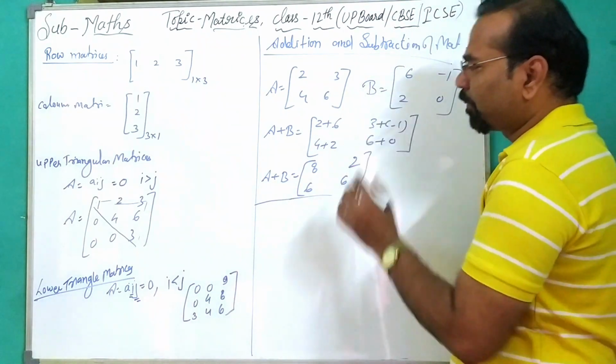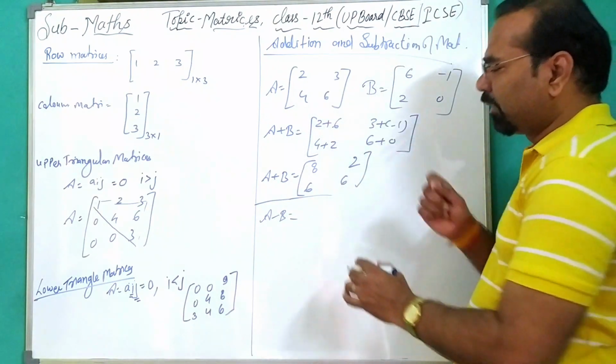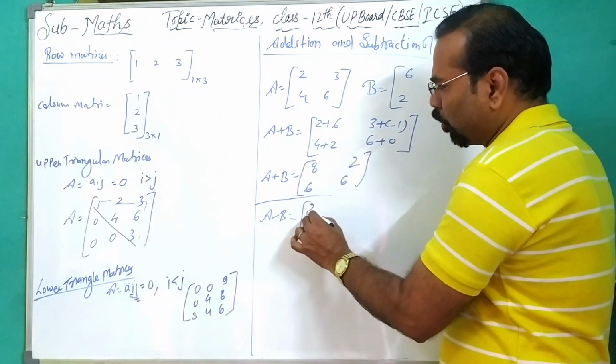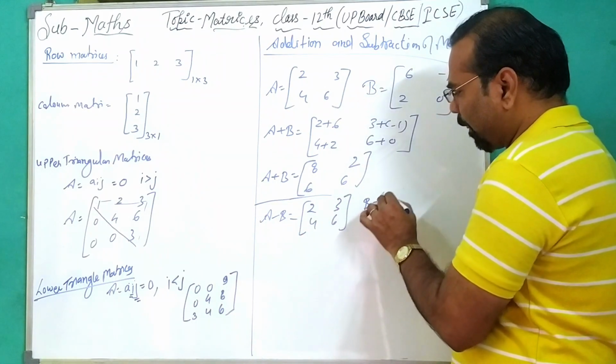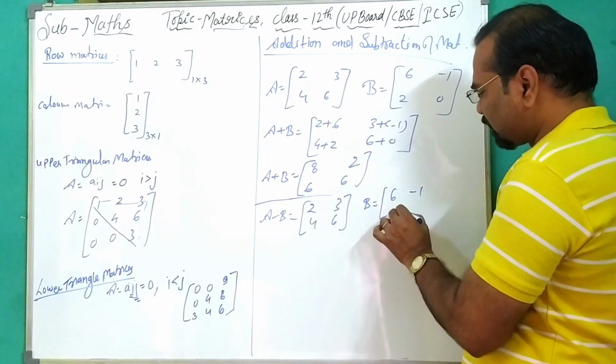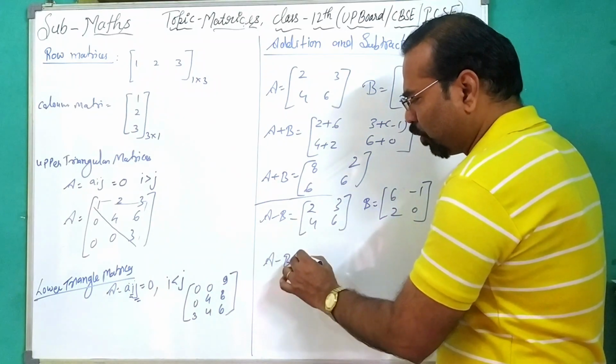Now we can find the subtraction. We can find A minus B. The value of A is given as 2, 3, 4, 6, and the value of B is 6, minus 1, 2, 0. We can find A minus B.